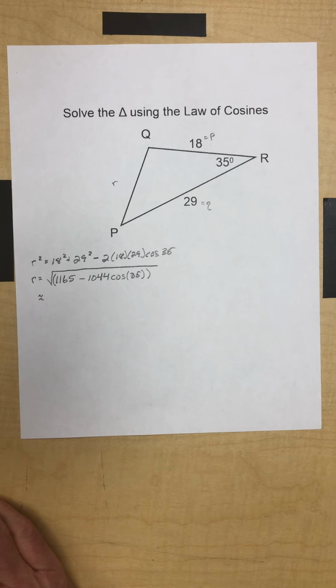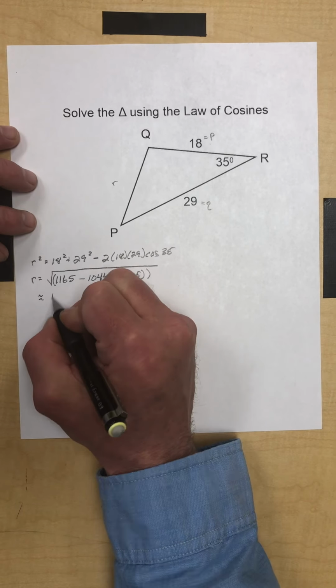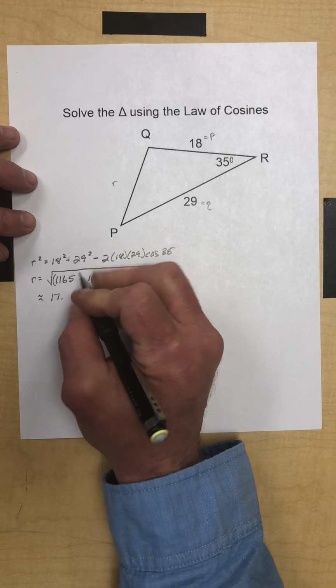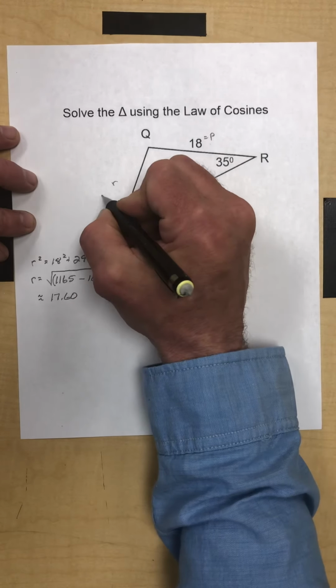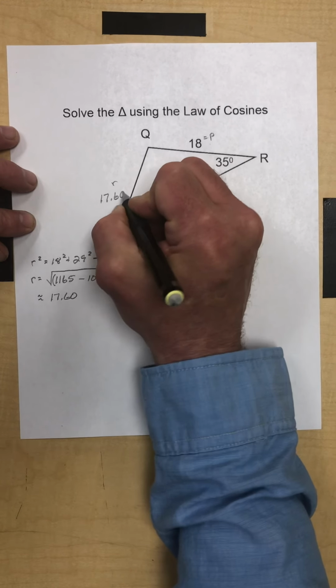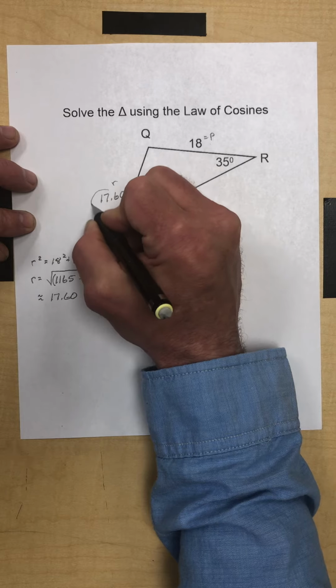So second, square root, 1165 minus 1044 times the cosine of 35, parenthesis, parenthesis, hit enter, and I'm coming up with 17.60 when it's rounded off to the nearest hundredth. Okay, so 17.60, that's what I'm coming up with.